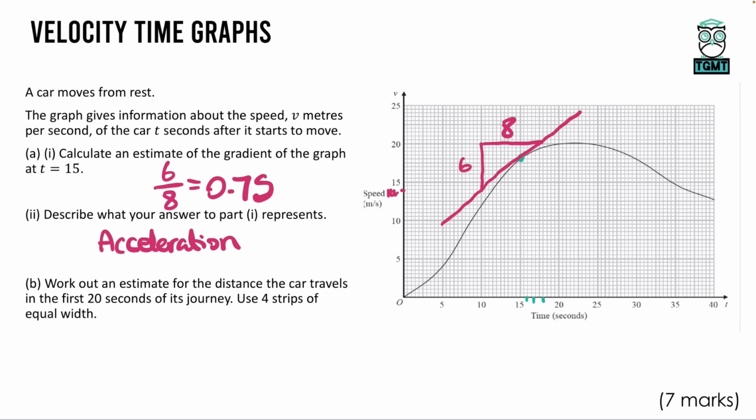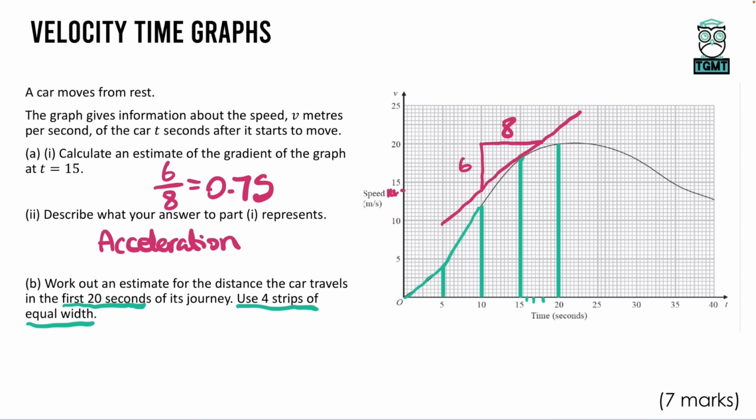Now part B says work out an estimate for the distance travelled. Now to work out the distance travelled, we need to find the area underneath the curve. Now it says here to do it in the first 20 seconds, and to use 4 strips of equal width. So up to 20, we'll have our first line here. If we're using 4 strips, then we want to do that every 5. So 5, 10, 15 and 20. And that's going to create 4 shapes underneath.